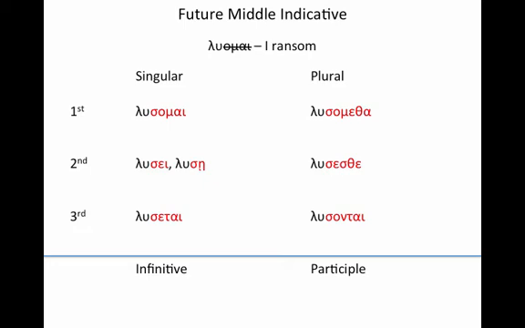Lusei, or luse, you will ransom. Lusetai, he, she will ransom. Lusometha, we will ransom. Lusesthe, y'all will ransom. Lusontai, they will ransom. Normal middle endings with a sigma before it. And the same holds true for the infinitive and for the participle. So you can pause here, take notes on all of these.